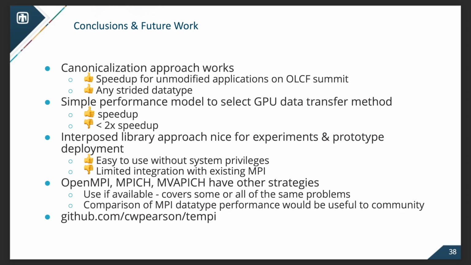So basically, we've showed that this canonicalization approach works well for handling various different MPI data types. We got a lot of speed up on an unmodified application on OLCF Summit, and it works for any sort of regular strided data type. We showed that you can use a relatively simple performance model with some characterization of the target platform to automatically, at runtime, make selections about the GPU data transfer method. And so that gives a little bit of additional speed up.